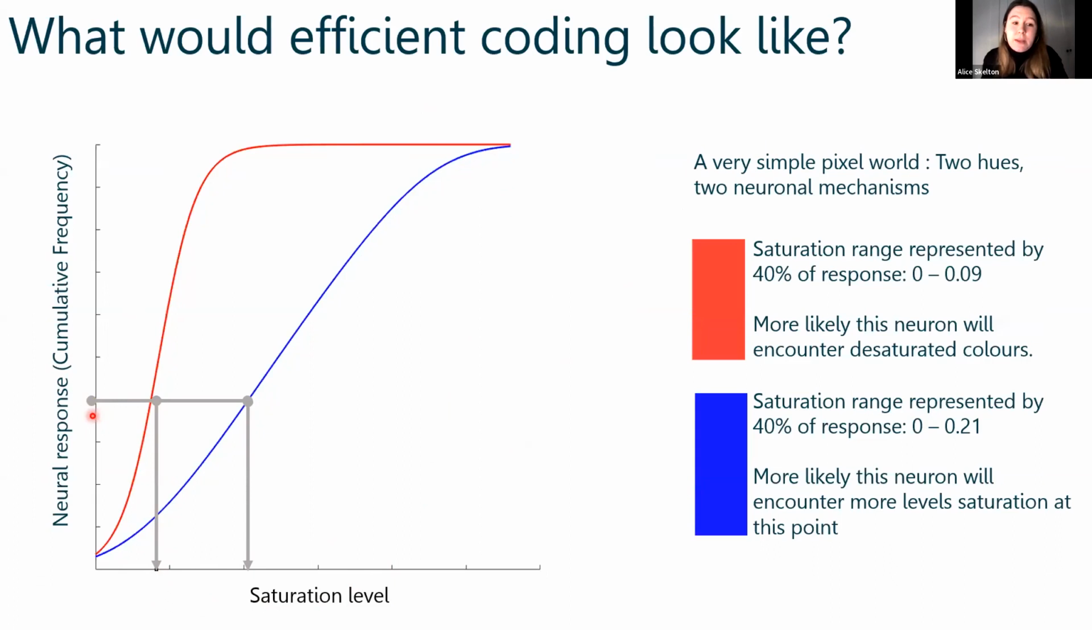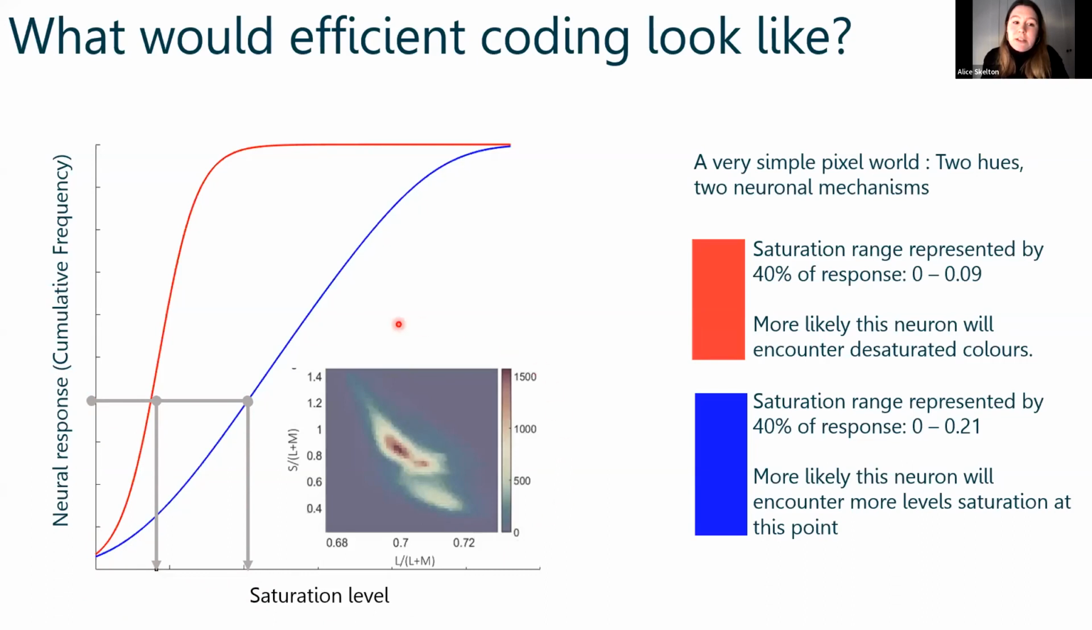And to make it even simpler, let's say that this 0.4 point on this y-axis represents 4 steps or 4 levels in neural response. So for our red hue, we have 4 levels that we can use to divide up this saturation range. Whereas for our blue hue, we still have the same 4 levels, but we've got a much wider range of saturation that we need to cover. So the steps that we take are much larger, and that's why discrimination thresholds are poorer. Whereas for our red hue, because the steps we take are much more fine-grained, it means that our discrimination for this hue would be better, we'd expect.